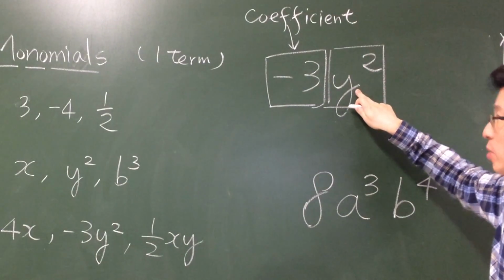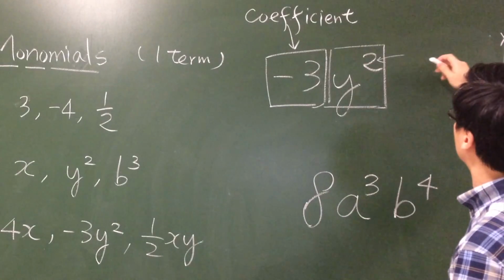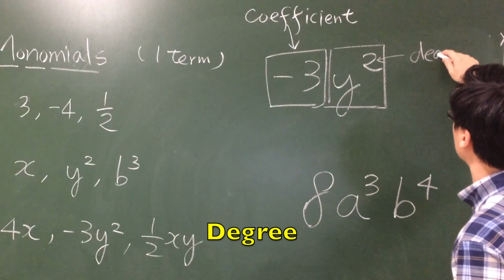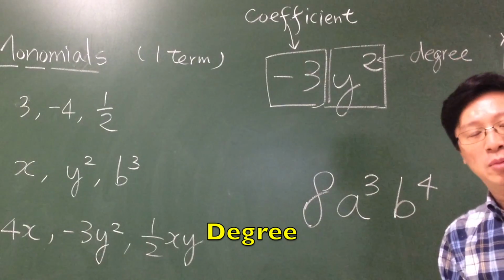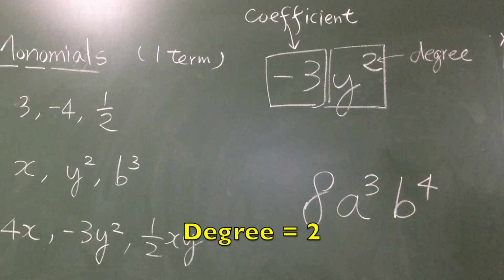Y is the variable, and this number squared, the index, is called the degree of the monomial. So this monomial has a degree of 2.